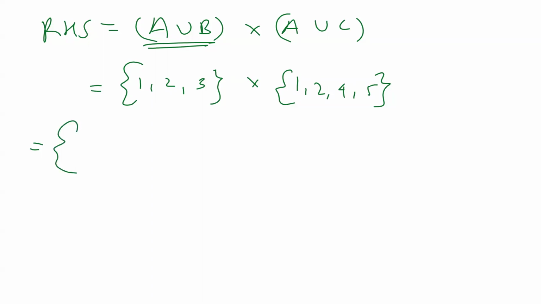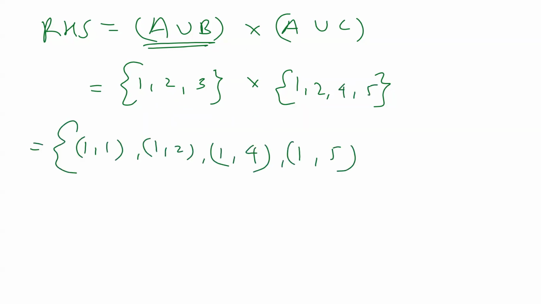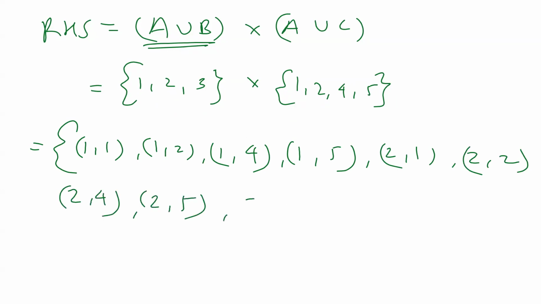Okay, Cartesian products. So (1,1), (1,2), (1,4), (1,5). Then (2,1), likewise, (2,2), (2,4), (2,5). Then (3,1), (3,2), (3,4), (3,5).